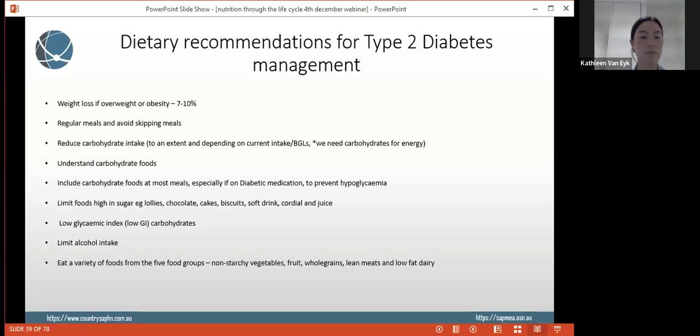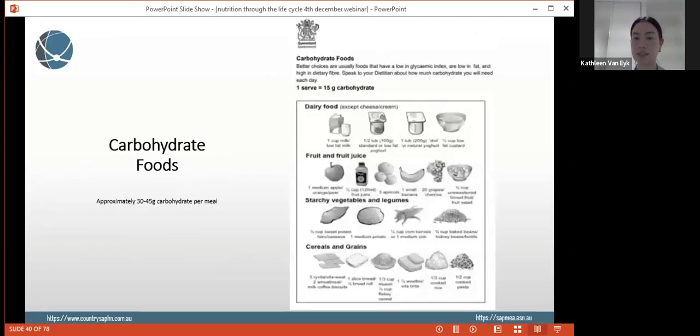Limiting those foods higher in sugar, lollies, chocolate, cakes and biscuits, low GI carbohydrates, limiting alcohol, and then still keeping a wide variety of different foods. Again, these are some carbohydrate foods. I won't go through this too much because Lauren did go through this already, but just to show you, it is quite similar in terms of management between gestational diabetes and type 2 diabetes. However, as Lauren said, with the gestational diabetes, we get onto it ASAP in terms of making these changes.